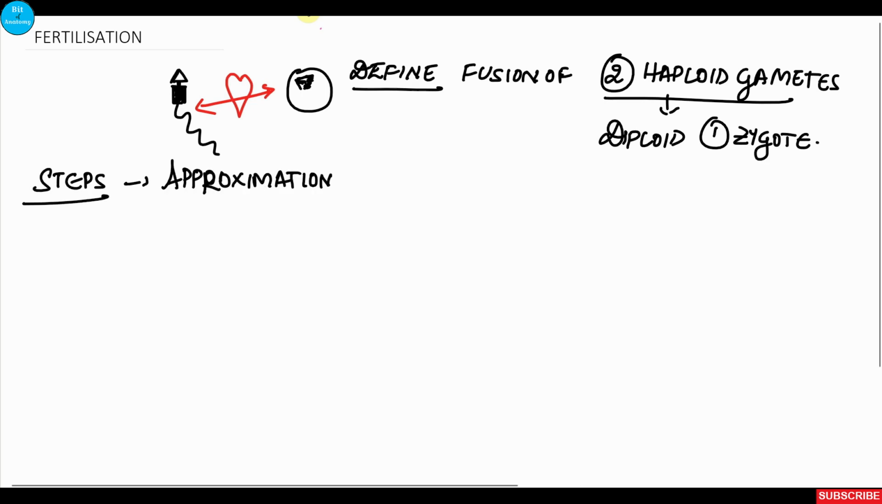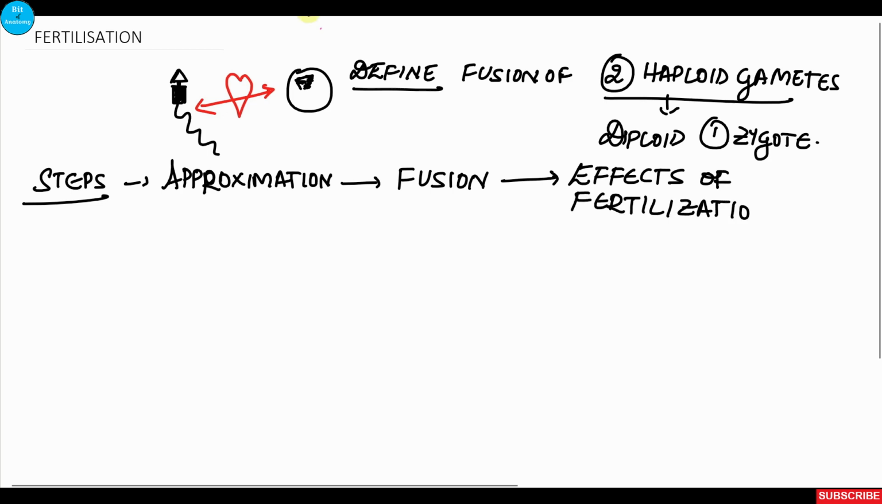The first step is where the sperm and ovum meet. They meet at the ampulla part of the uterine tube where fertilization occurs. This step is called approximation of the gametes. Once the sperm and the oocyte meet, the two should fuse and the nucleus of the sperm should enter into the secondary oocyte. That is called the fusion of the gametes. And once the fusion occurs and the zygote is formed, there are various effects that occur because of the fertilization. So these are the three steps: the approximation, the fusion, and effects.